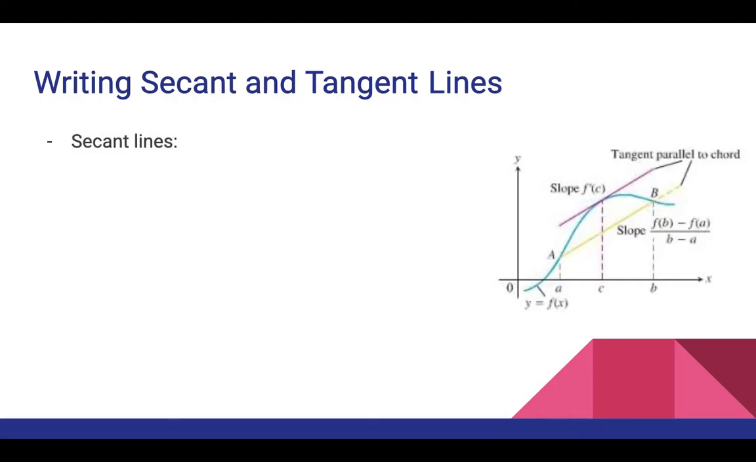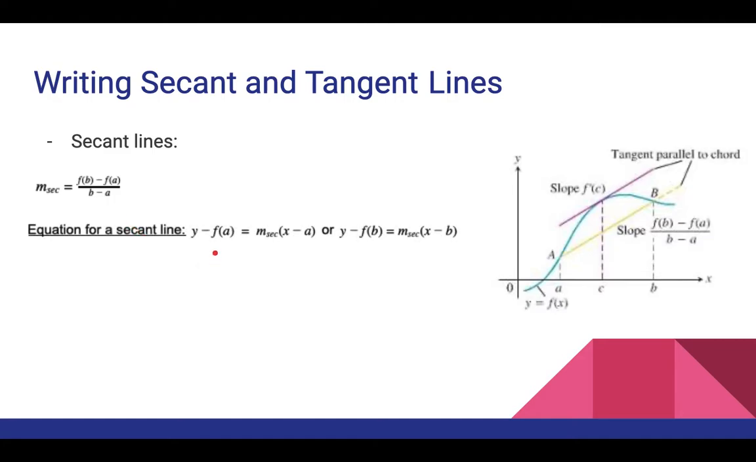For secant lines, we first need to calculate the slope of our secant line over an interval. Let's say the interval is (a, f(a)) and (b, f(b)). So the slope of our secant line is just the average rate of change over that interval. So that's the first thing we do, is calculate our average rate of change. The next thing that we can do is use the point slope form of the equation of a line to write the equation of the secant line.